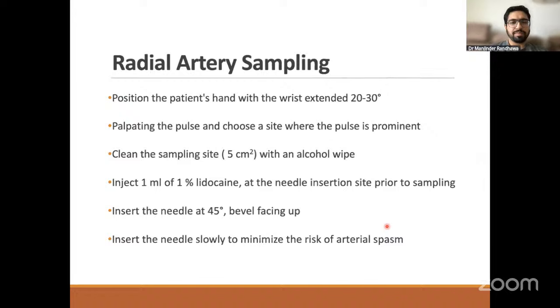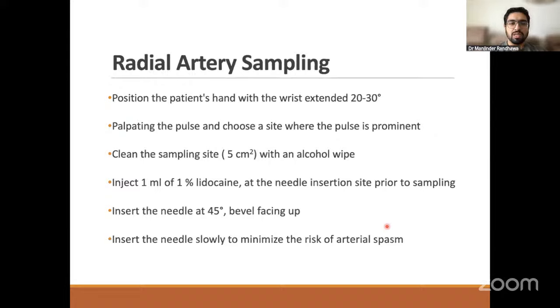So let's come to the radial artery sampling. This is the artery that is most commonly used for arterial blood gases. The sampling procedure obviously is based on adults, and you can use the same procedure for bigger children. Sometimes it's challenging to use this process for very small children or for neonates, but the overall way remains the same.